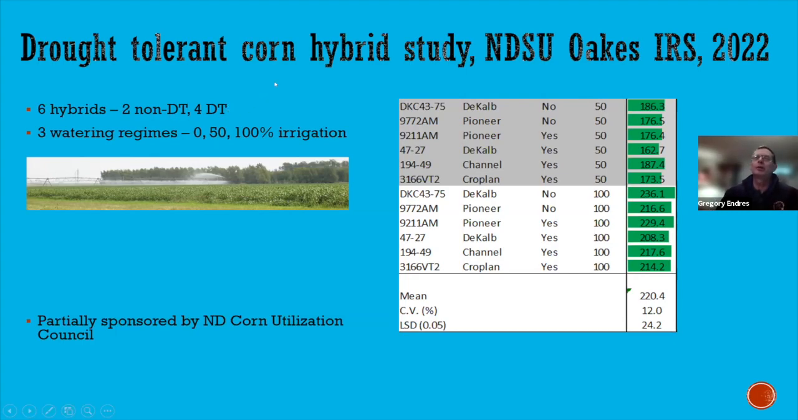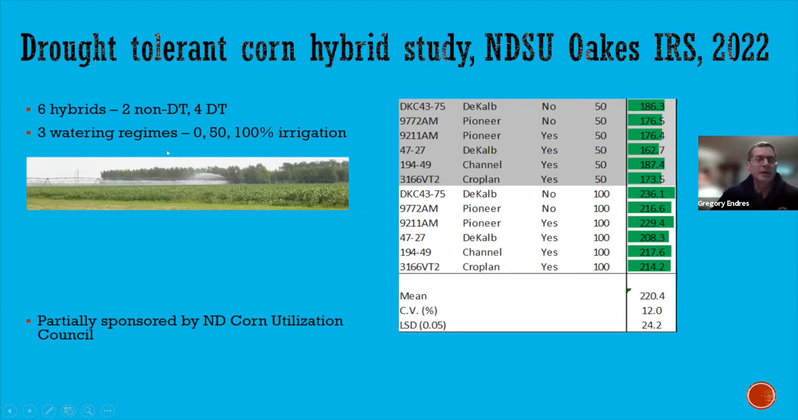And essentially what we're looking at is just testing the performance of the drought tolerant hybrids compared to conventional hybrids, and then adding the irrigation component to see if we can manipulate the moisture to enhance the performance of these drought tolerant hybrids. And so the water regimes are as follows.